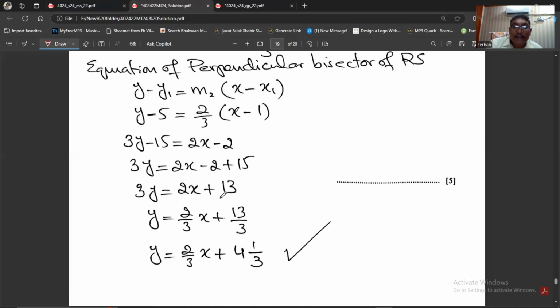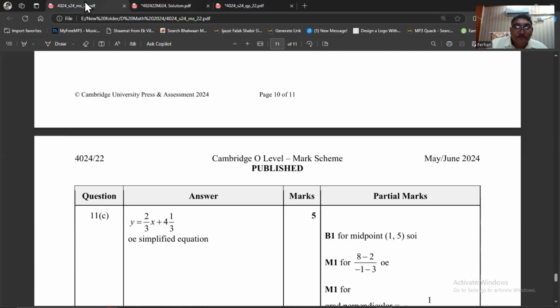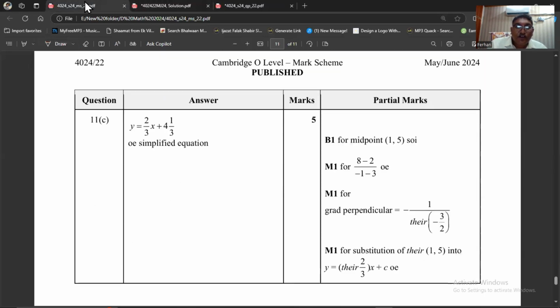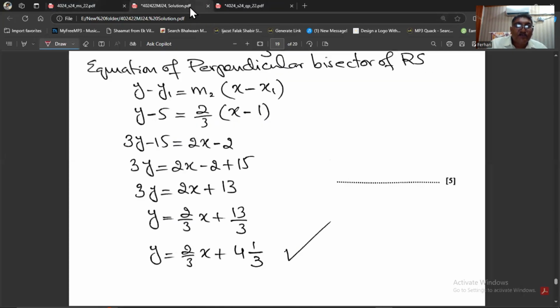This 3 will go on the other side, it will divide both the terms. So y equals 2 by 3 x plus 13 by 3. So this is 2 by 3 x plus 4 whole 1 by 3. So this is the equation of the perpendicular bisector, and it's a 5 marks question. So here we go, 4 whole 1 by 3, 2 by 3 x. Yes, our answer is right.